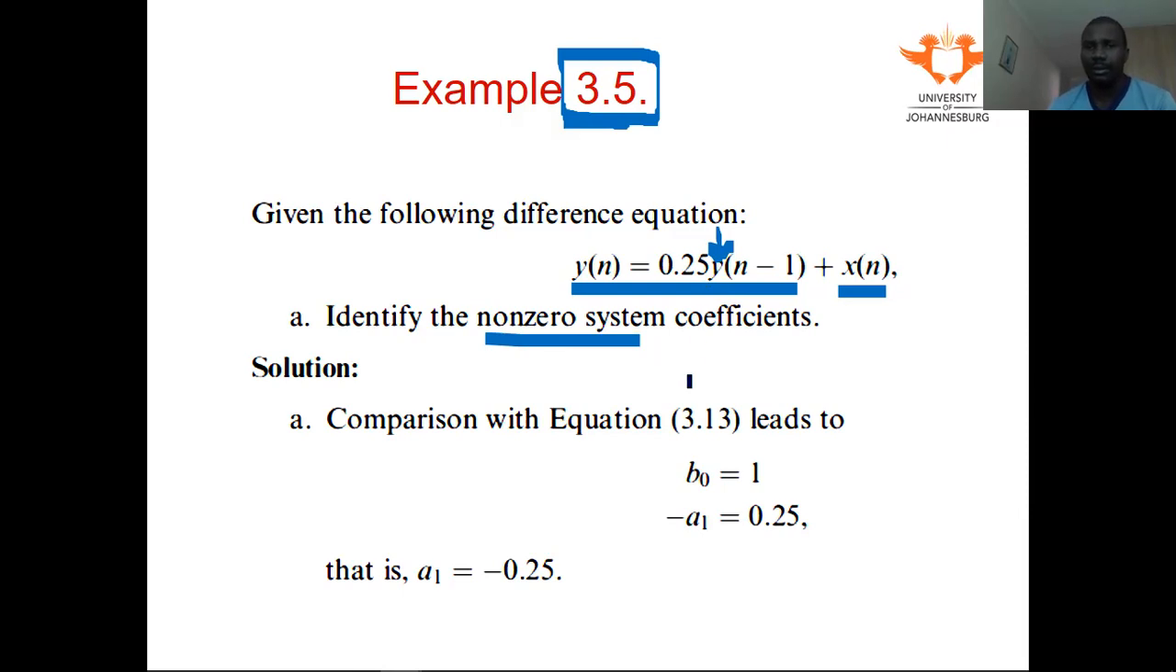you take this equation and compare with the general difference equation. You will find that this correlates with the coefficient of A1, and this one correlates with the coefficient of B0. Okay, now let's have a look.